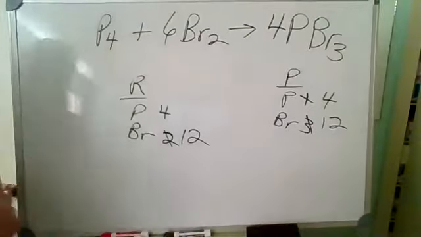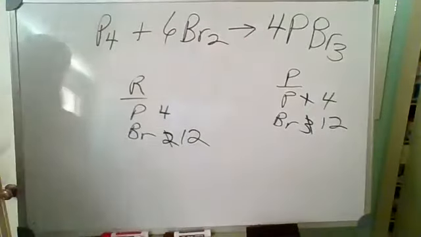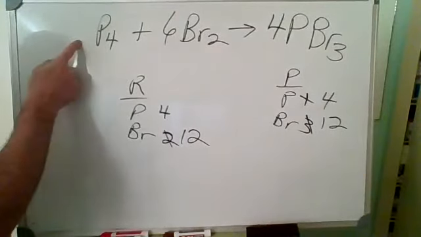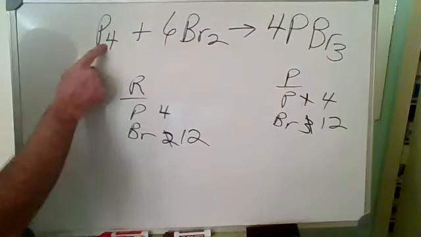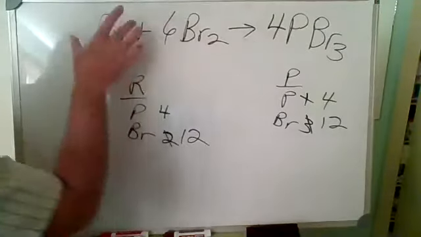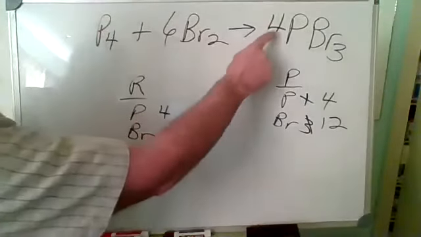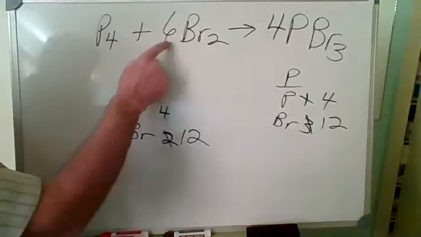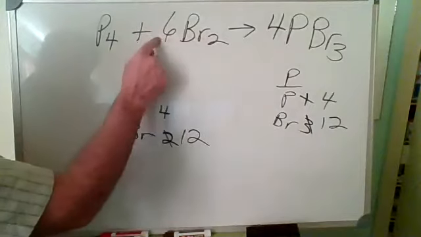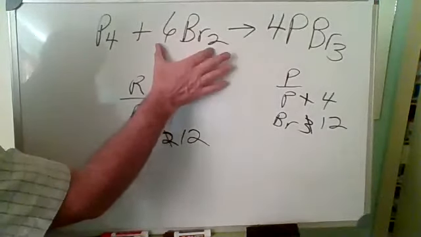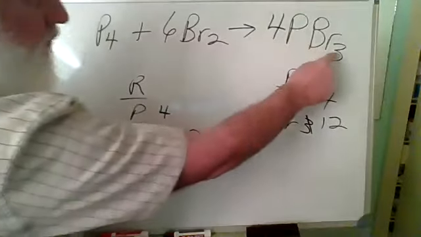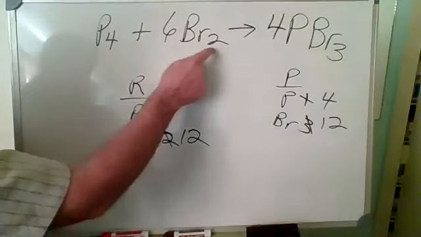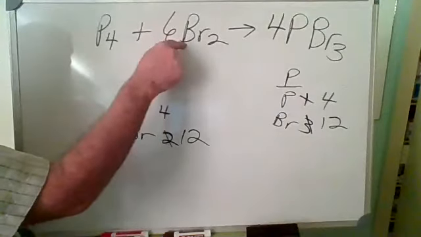You just go back up to your equation here. My coefficient here is 1. If there's no coefficient, it's understood to be 1. 1 times 4 is 4 phosphorus, so that's 4 on this side. Over here, I have 4 times 1 phosphorus is 4 phosphorus. Okay, my bromines. 6 times 2 bromines are 12 bromines. 4 times 3 is 12 bromines.